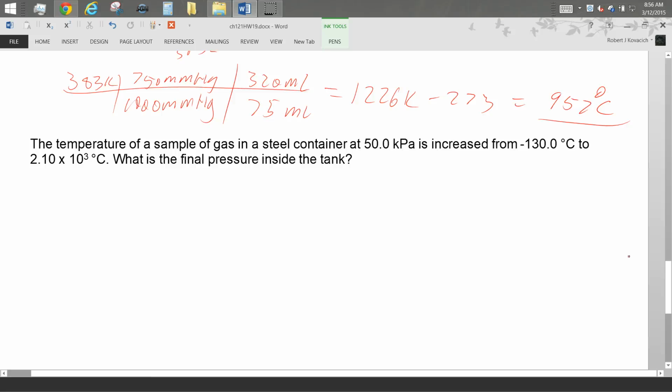Temperature of a gas in a steel container is 50 kilopascals. It's increased from 2. Okay. So the relationship between temperature and pressure, if the temp goes up, the pressure goes up. So I'm going to take my 50 kilopascals, and then I'm going to take my small number and put it in the denominator. So this is 273.